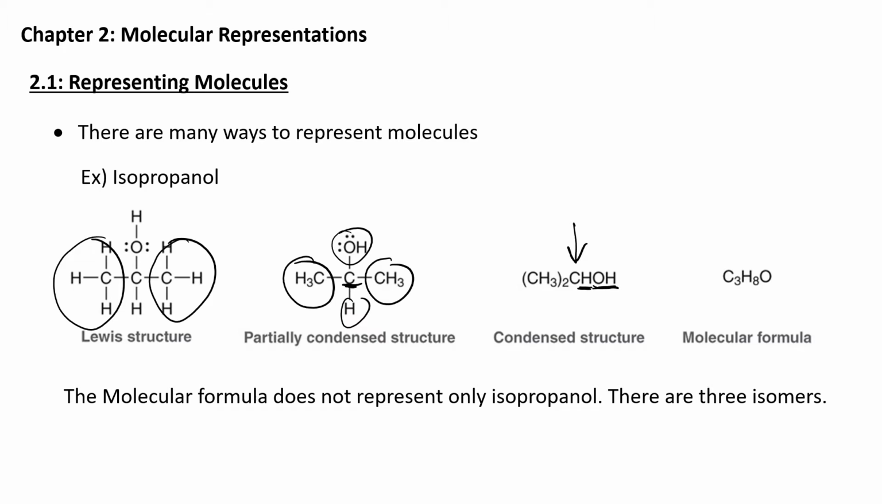The simplest representation that gives us the least amount of information is a molecular formula. This doesn't show any of the connectivity. There could be multiple constitutional isomers representing this molecular formula. So Lewis structures, partially condensed structures, and condensed structures all show the reader connectivity of the atoms in addition to the atoms present in the molecule.